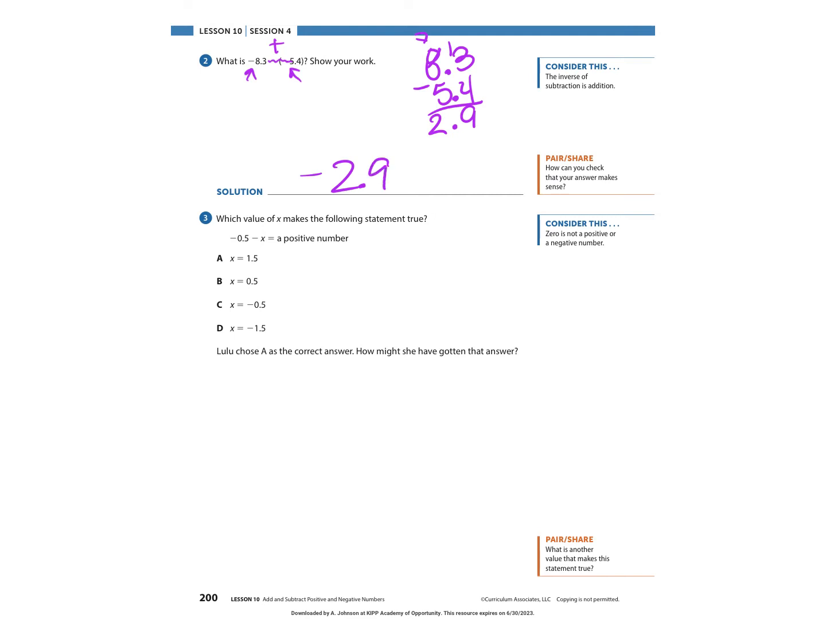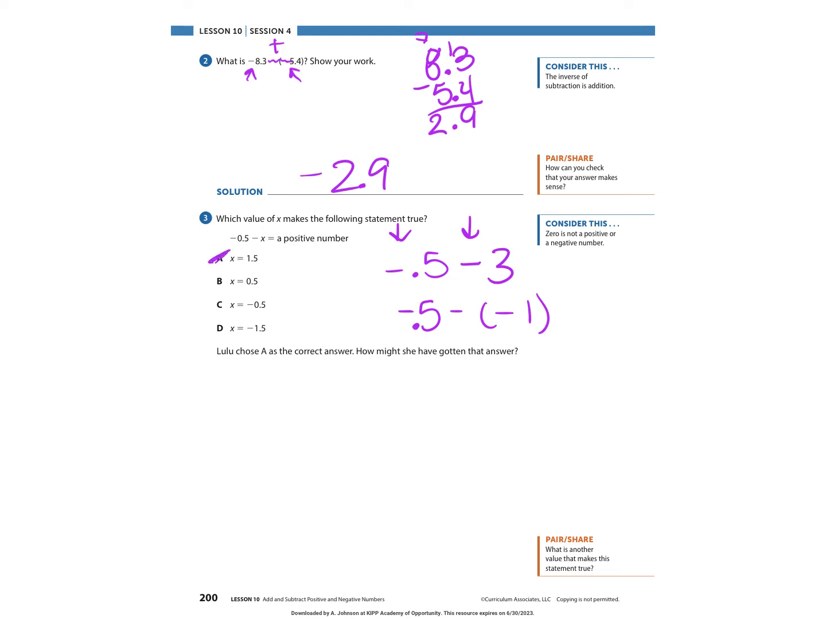Next one. Which value of x makes the following statement true? I have a negative 0.5, and I subtract x to get a positive number. Okay, well, if I have negative 0.5, if I just put minus anything, it's going to stay negative. So that means I need to not subtract a positive, but I need to subtract a negative anything, right? So I need to subtract a negative number.